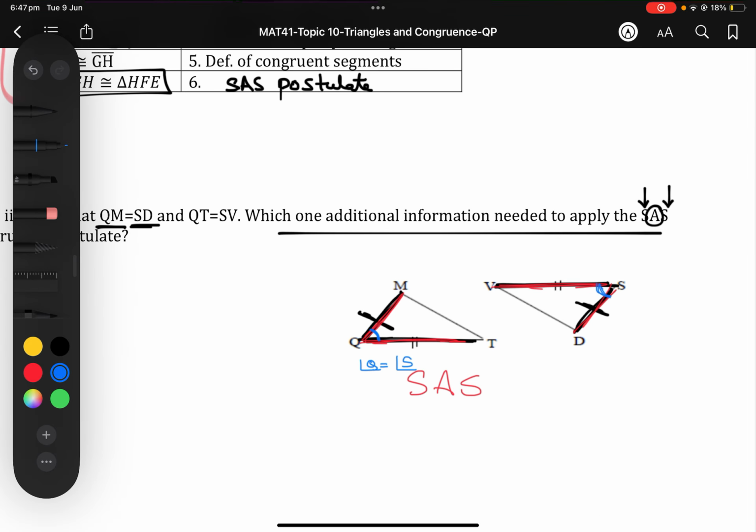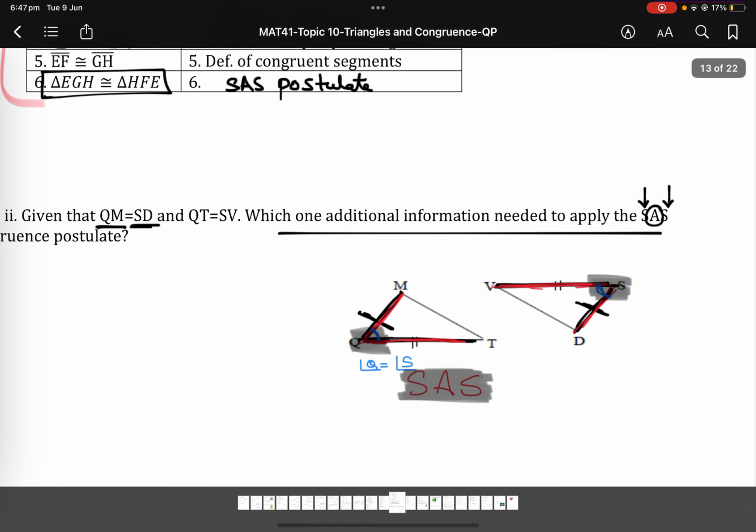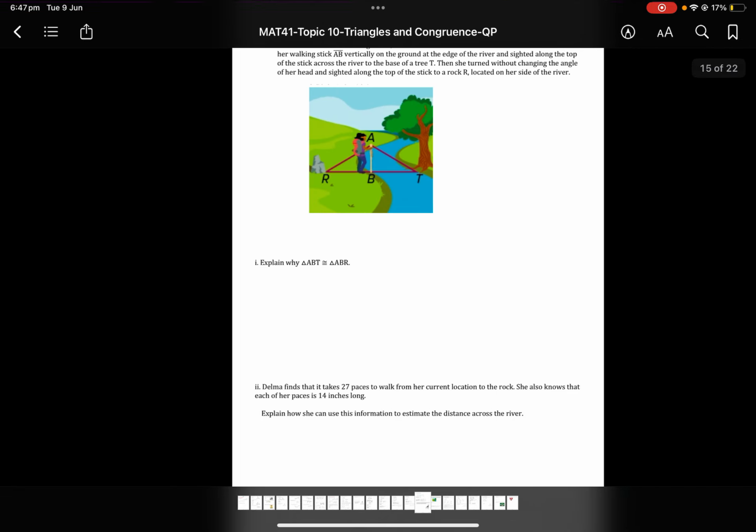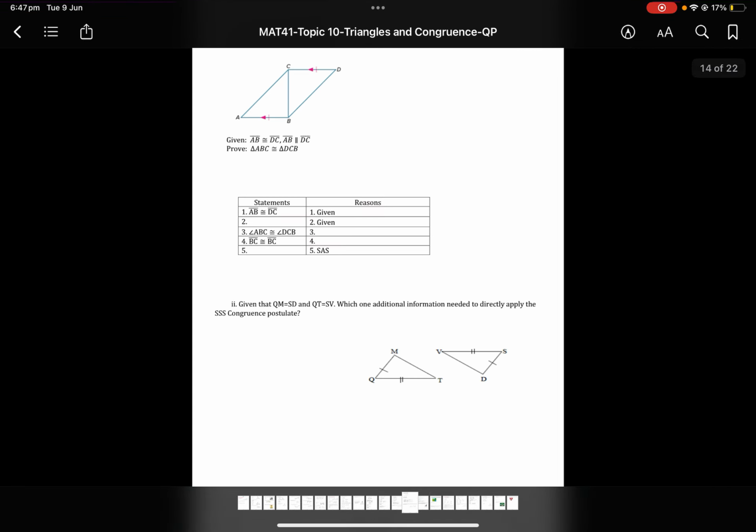What did I do? I showed that this particular angle that I have here is equal to this angle, to apply the SAS rule, and hence when I do that, I get a very clear picture that the two triangles are congruent to each other. Okay, yes, two more pages and done.